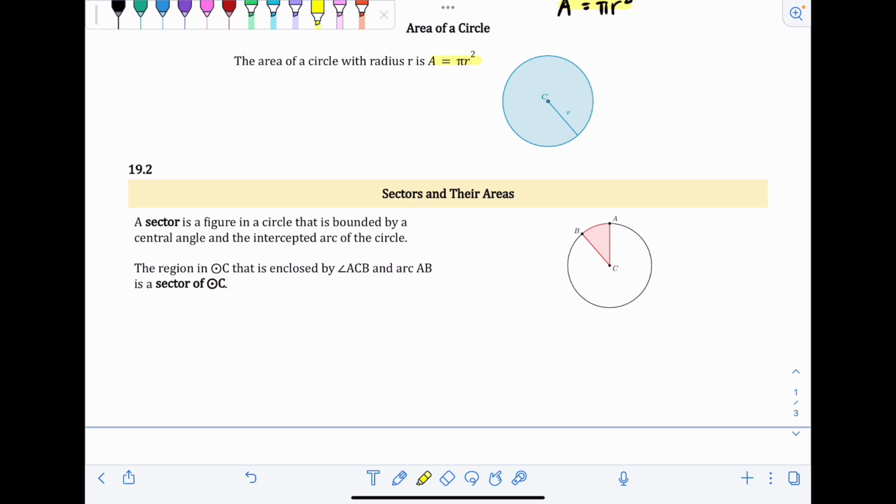So in this figure, you can see the sector is in red. Or the region in circle C that's enclosed by angle ACB, so that's this angle right here, and arc AB, this arc right here, is a sector of circle C. Okay, so anytime you see sector, think of the full slice of the pizza.